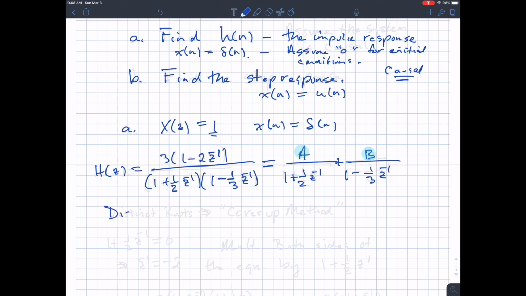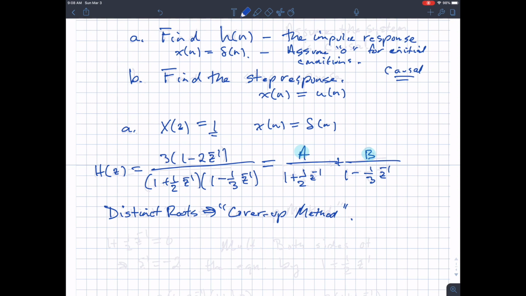In this particular case, we have distinct roots. If you have distinct roots, particularly real roots, then you can use what I call, or what a lot of people call, the cover-up method, which you probably learned in signals and systems. So let's go through this because there's a slight little twist on the cover-up method. It depends on how you interpret z to the minus 1 versus z. So here's what I do.